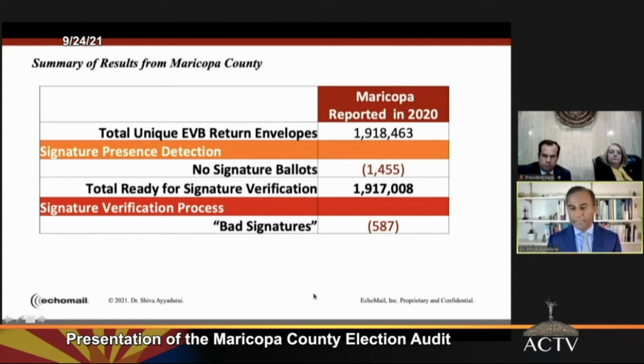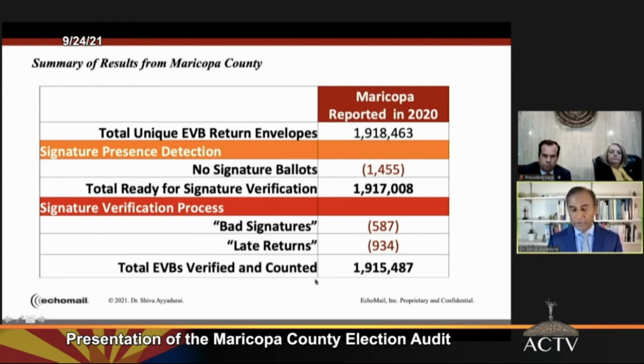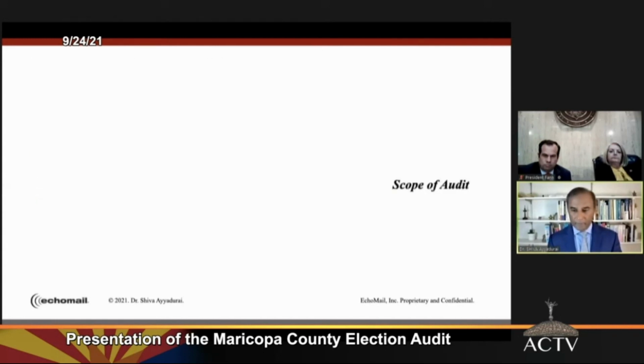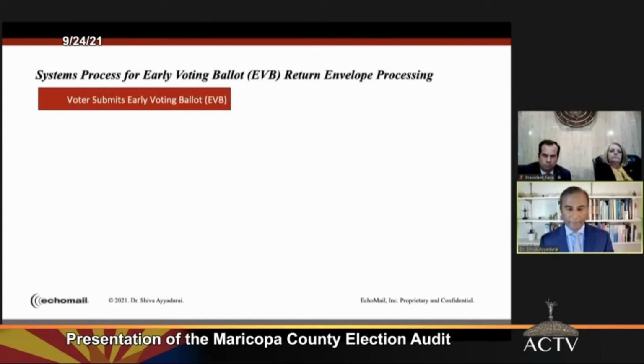So 587 were found to have bad signatures, 934 with late returns, for a total amount, which matches with what was reported, of 1,915,487. Okay, so this is Maricopa's reported results to the public. The scope of our audit, I'm going to go through the scope of this audit by also going through the process, so it'll be somewhat educational.